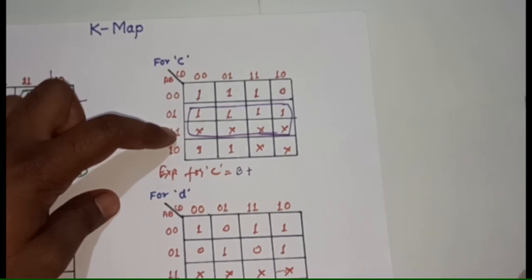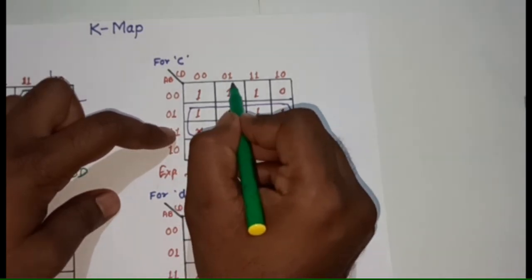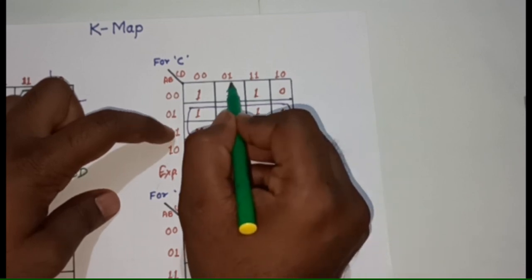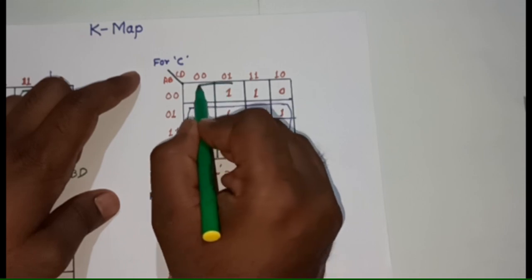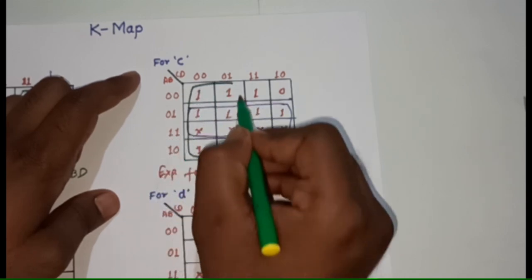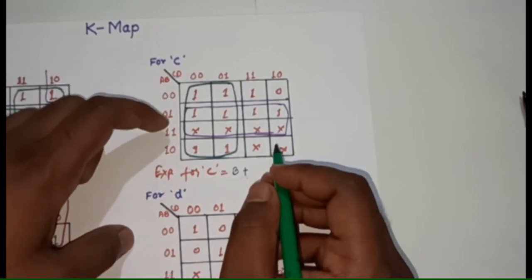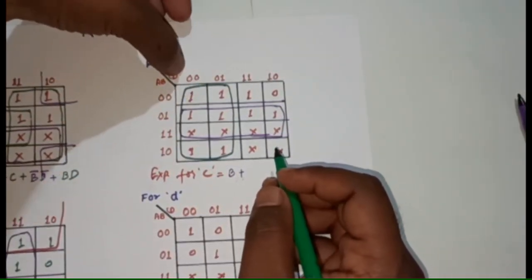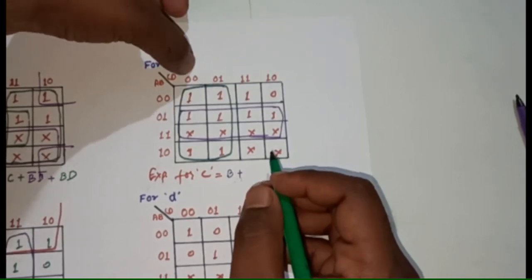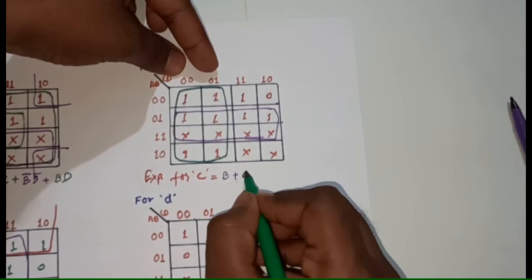Very good. So now, is there another possibility of finding out the octet? Yes, here. Very good. So this will be your second octet. So obviously this octet also is again giving you the single variable. Now here what is changing? D is changing. Very good. But C is 0. So now C will be represented as C bar.